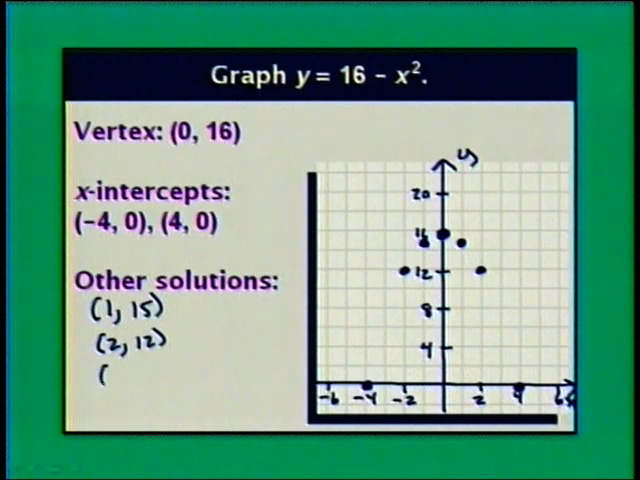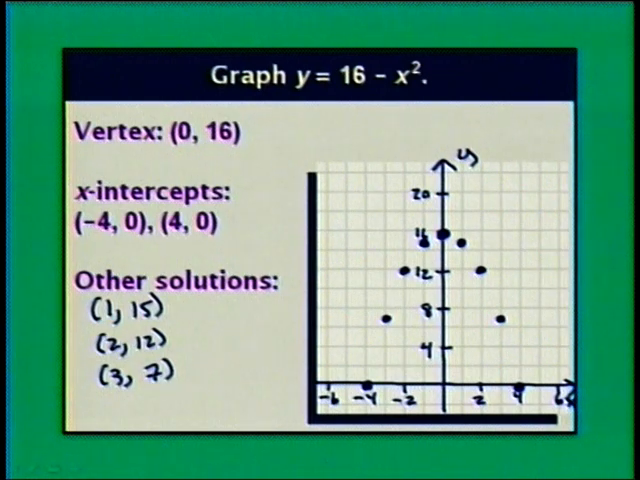How about when x equals 3? Then y equals 16 minus 3 squared, 16 minus 9 is 7. So the point 3, 7 is on the parabola. Using symmetry, the point -3, 7 should also be on the parabola.